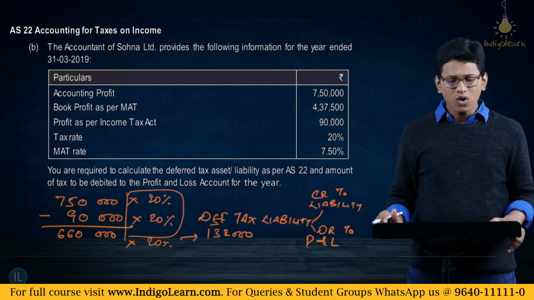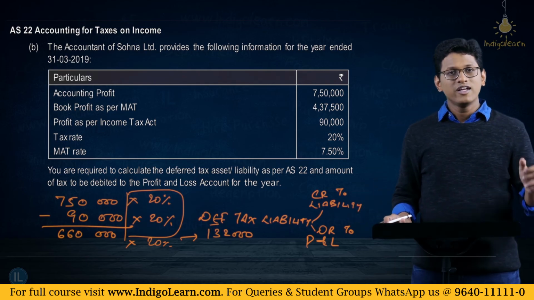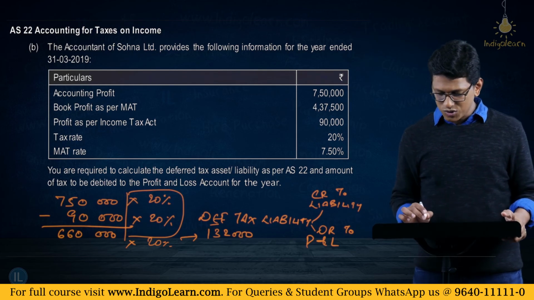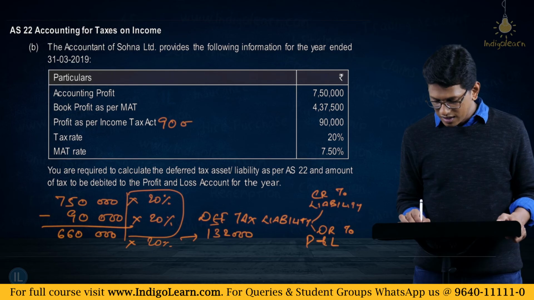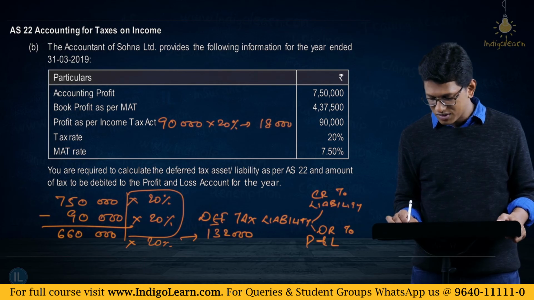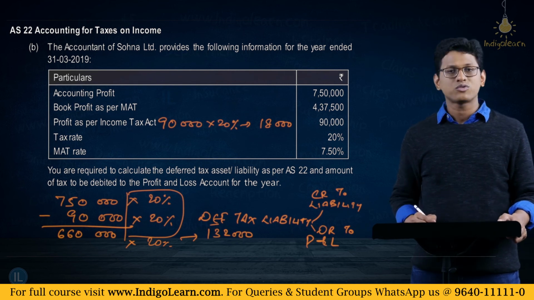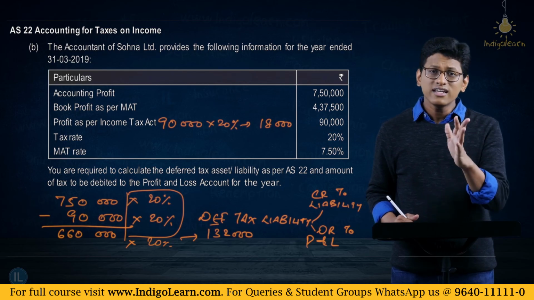Okay, right. Now let's move to the next aspect. What is the amount that will be debited to P&L? We will consider three aspects in our P&L. What are the three things we should consider? Our regular income tax profit is 90,000. 90,000 into 20% tax rate will give us 18,000 rupees. Will 18,000 rupees go into the P&L?